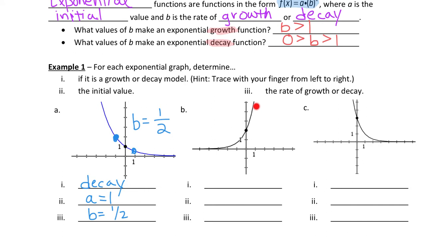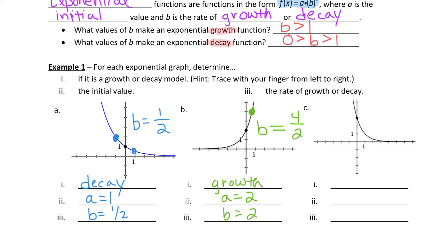The next one: is this one growing or decaying? Well, from left to right, it appears to be increasing, so this is growth. It looks like my initial value, or where it crosses the y-axis, is at 2. I've already put in a second dot here so that I can calculate my b. It looks like it goes to 4 on the y-axis, and I would divide that by 2. So b is going to equal 4 divided by 2, which is simply 2. So my a and my b are the same number.